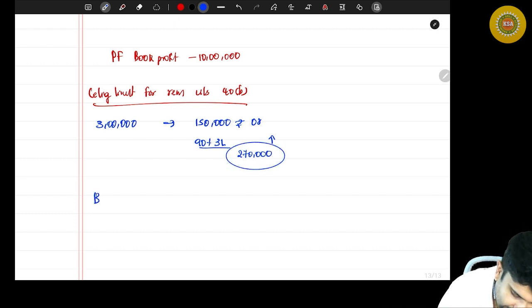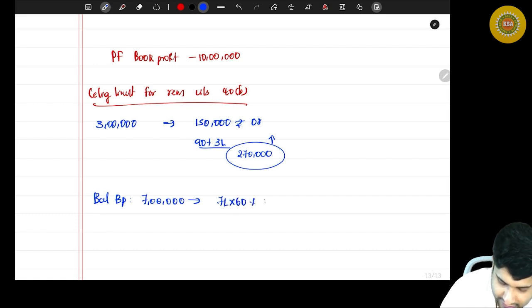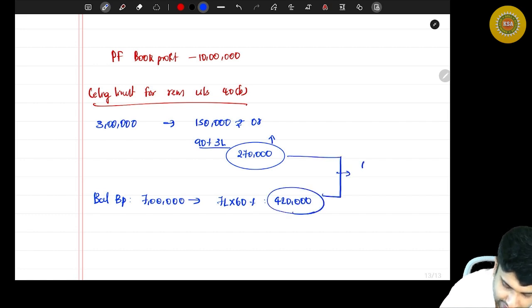On the balance book profit, how much is the balance book profit? 7 lakh, because the total was 10 and the balance will be 7. 7 lakh into 60%. And how much is 60%? 4,20,000. So altogether, how much is the maximum remuneration? 6,90,000 is the maximum remuneration payable by the partnership firm.